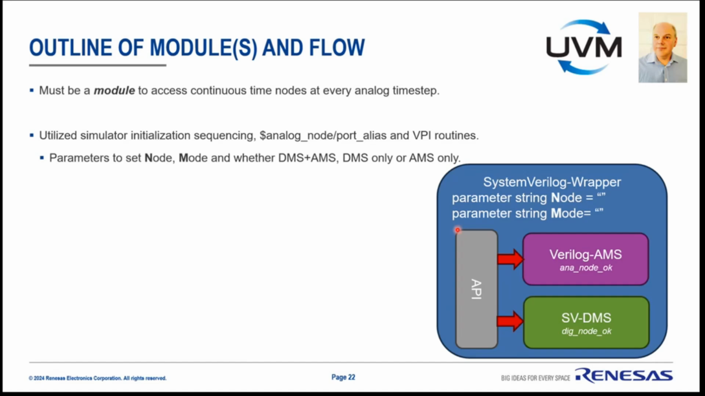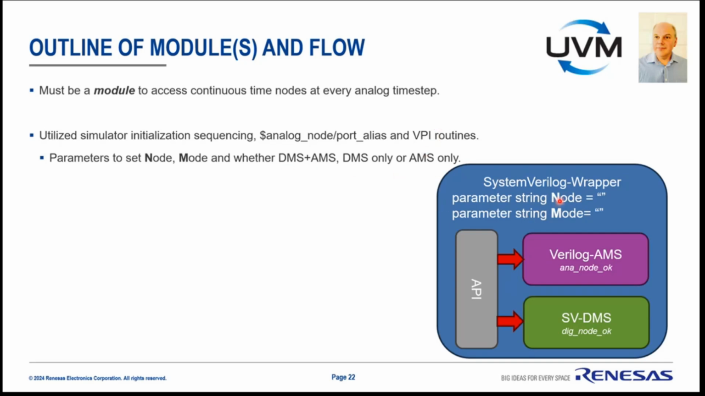So the outline of the module is like such, where we have a SystemVerilog wrapper which connects to the API, and then we instantiate a Verilog-AMS module and a SystemVerilog one for the DMS. This is pretty much the structure of UVM mixed signal as well. In the Verilog-AMS one, we utilize the analog node and port alias functions. In the DMS one, we utilize VPI functions.